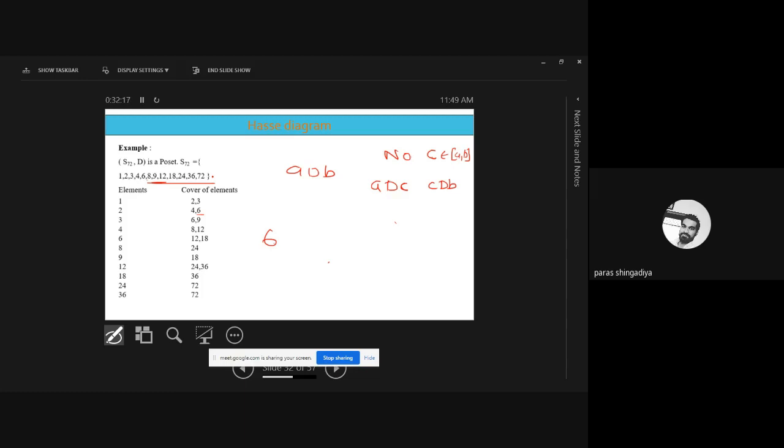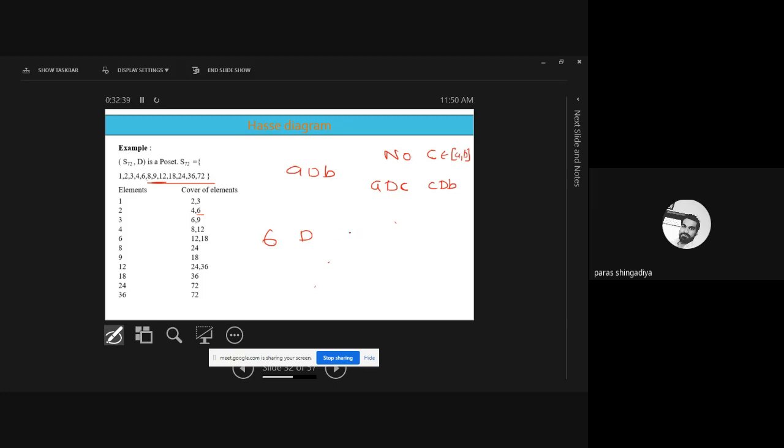And then after that, 12. Okay. So 6 divides 12 is correct. And in between 6 and 12, 8 and 9 are given. And both values are not a part of the C. Okay. 6 divides 8 is incorrect. 6 divides 9 is incorrect. Okay. So therefore it is not a counter example of C. So 12 is the correct answer of the cover element.